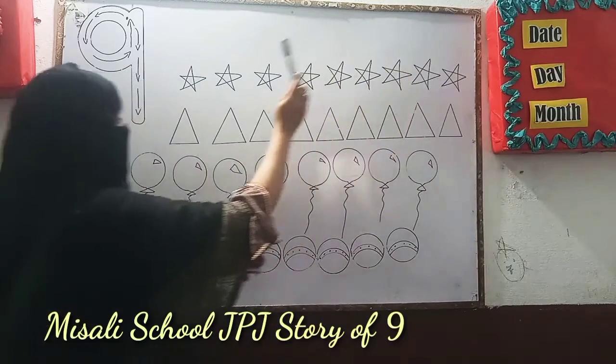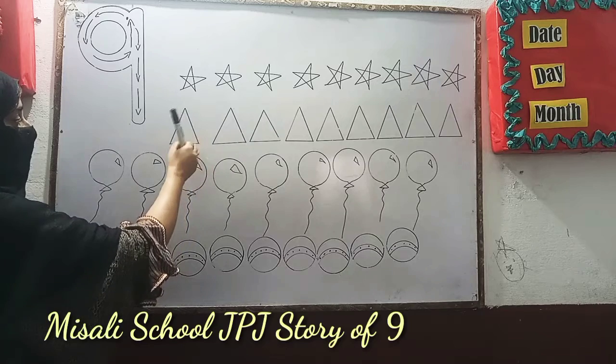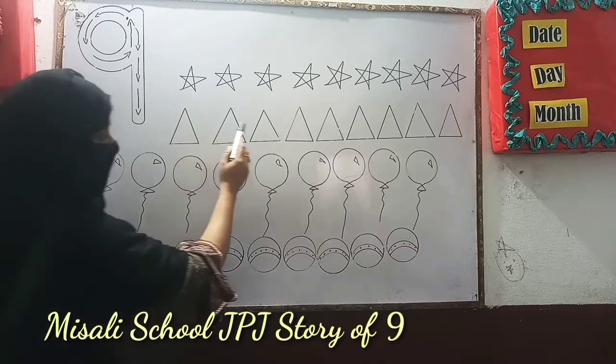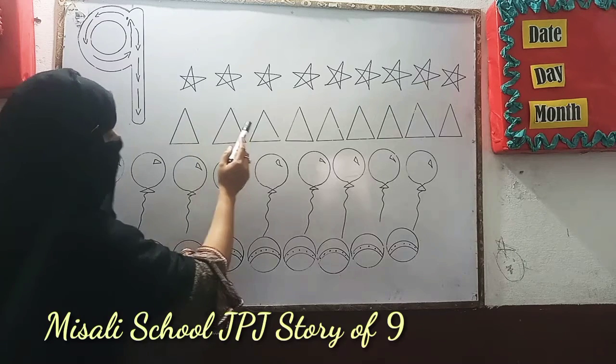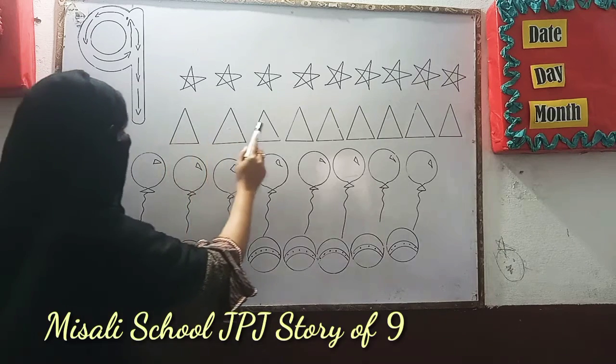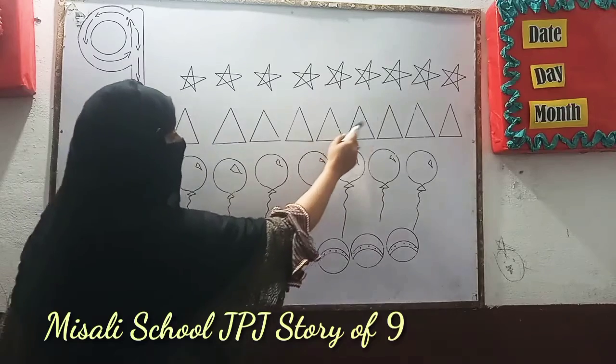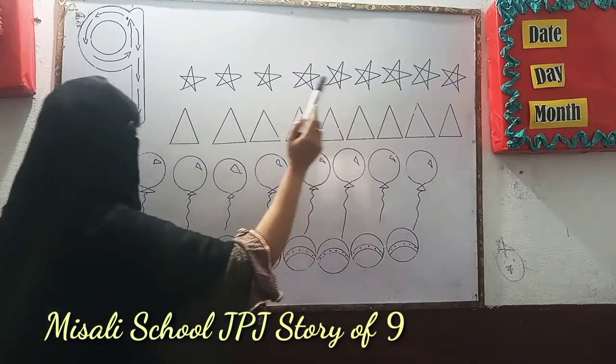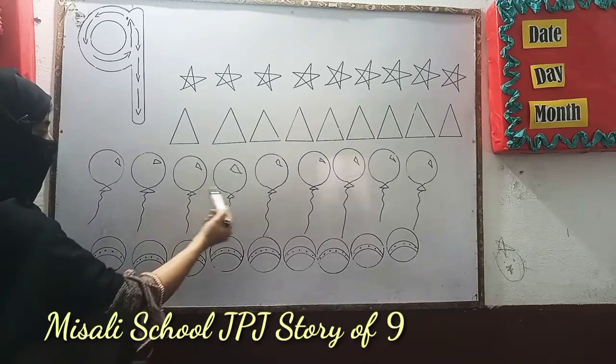9 stars. Okay. Look down and tell me, what are these? These are triangles. Count these triangles. 1, 2, 3, 4, 5, 6, 7, 8, 9. 9 triangles.